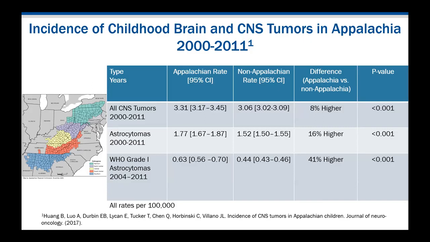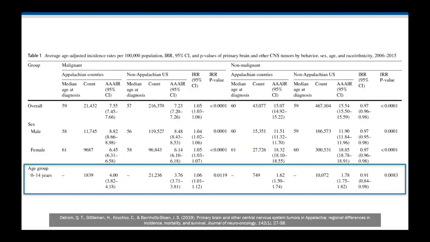So we looked at national data. This study is a little bit dated. The data that was available at that time was from 2000 to 2011. But we did a comparison looking across all of Appalachia, not just Kentucky. We found evidence that brain tumors and all central nervous system tumors are higher in the Appalachian region of the U.S. compared to the non-Appalachian regions. In particular, the low-grade astrocytomas express the highest risk for kids living in the Appalachian region, 41% higher than children living throughout other parts of the U.S. at the time.